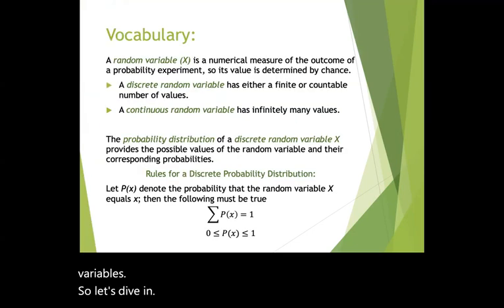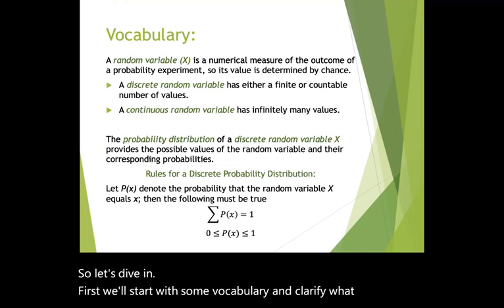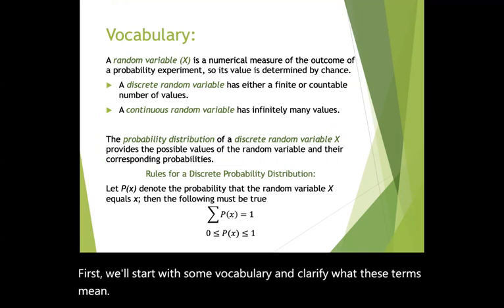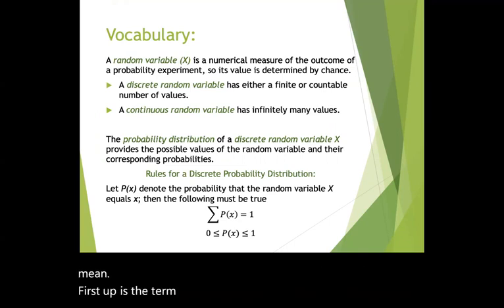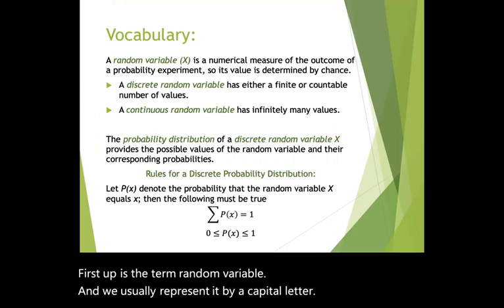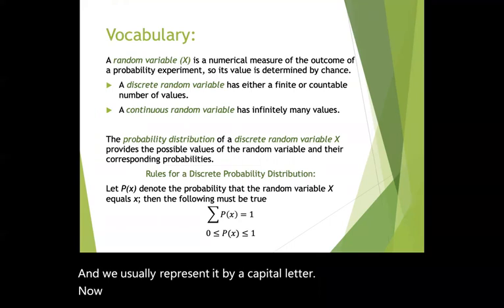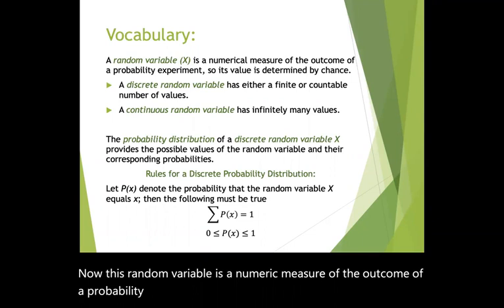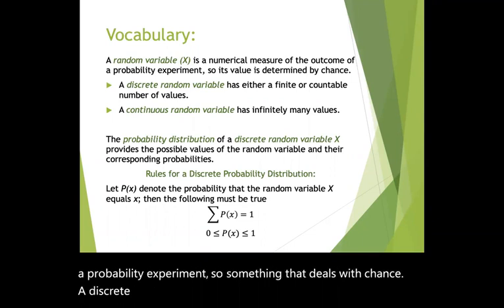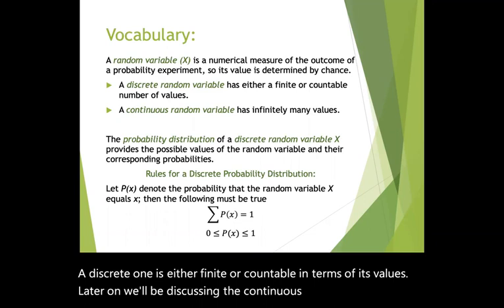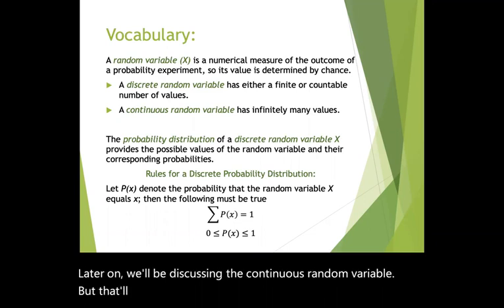First, we'll start with some vocabulary and clarify what these terms mean. First up is the term random variable, and we usually represent it by a capital letter. Now, this random variable is a numeric measure of the outcome of a probability experiment, so something that deals with chance. A discrete one is either finite or countable in terms of its values. Later on, we'll be discussing the continuous random variable, but that'll be in one of the future videos, not this one.